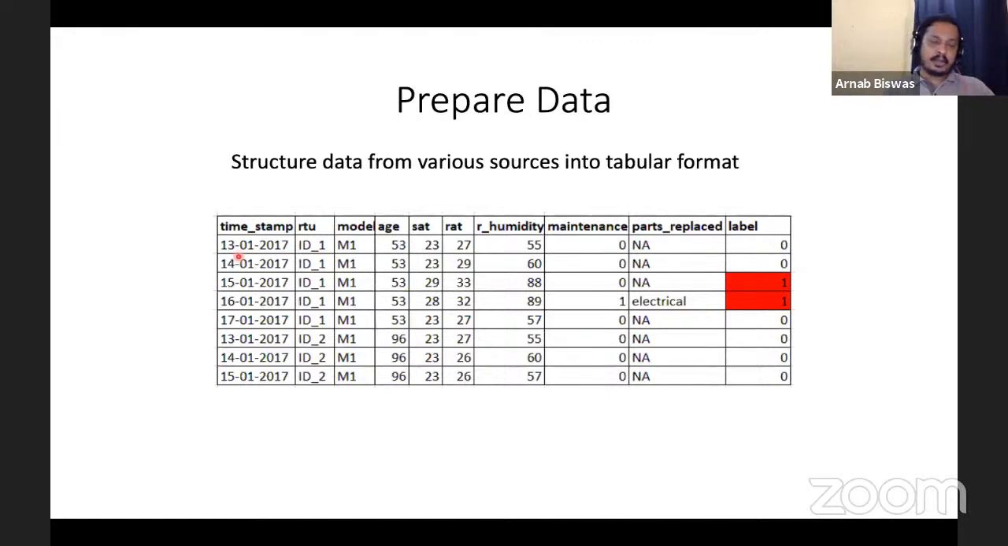So what is shown here is that each row represents the state of an asset on a particular day. Here, on 13th January, for a particular asset, these are the metadata of the asset, these are the health information about the asset, these are the maintenance data related to the asset, and this is the label: based on the maintenance data, whether the asset was healthy or unhealthy on that particular day. Here 0 means healthy, whereas 1 means unhealthy.